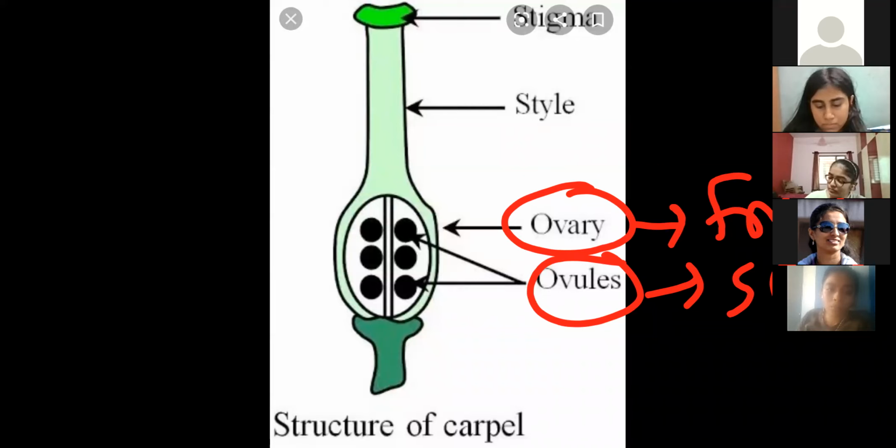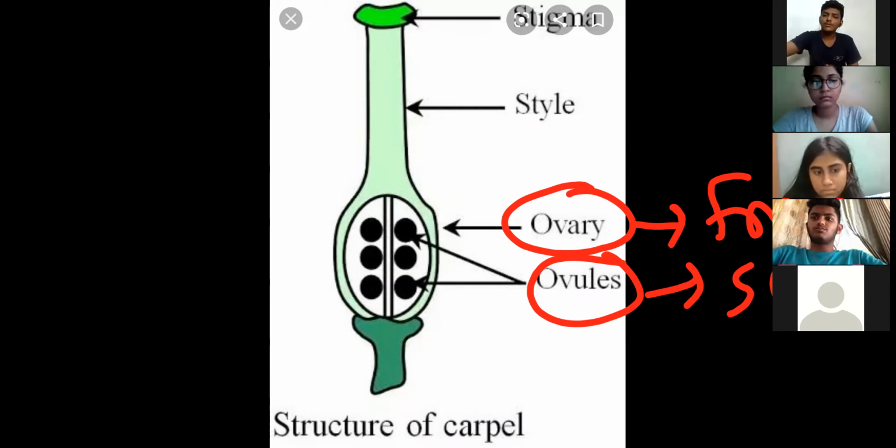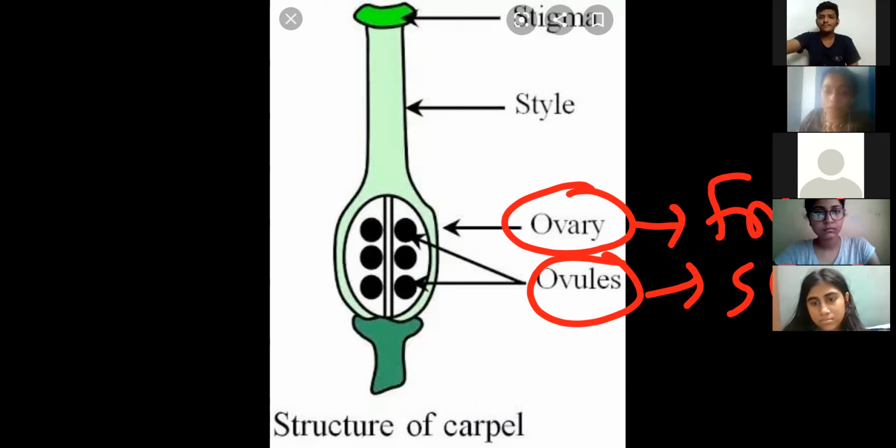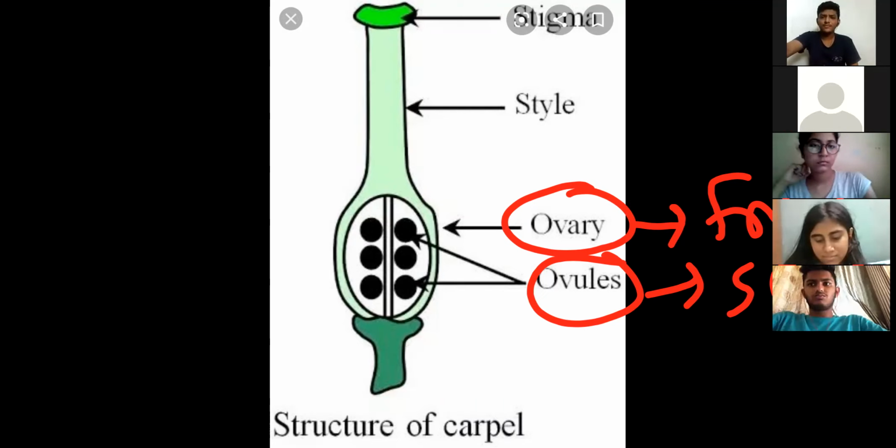Can you give me an example of a fruit in which many seeds are present? Means indirectly we can say that many ovules are there. Sure. Watermelon. Watermelon. Maitri. Apple. Apple. Arpita. Orange. Arpita. Tell me. Zeel.